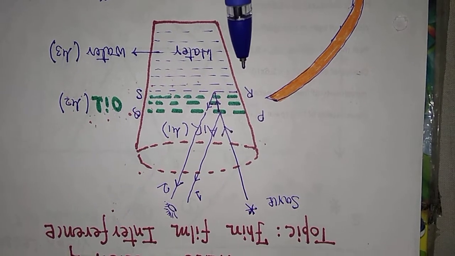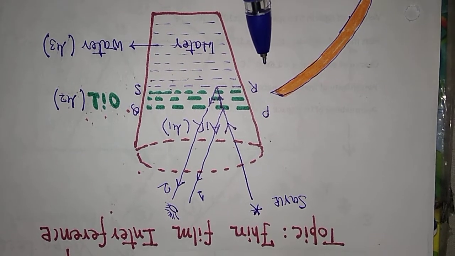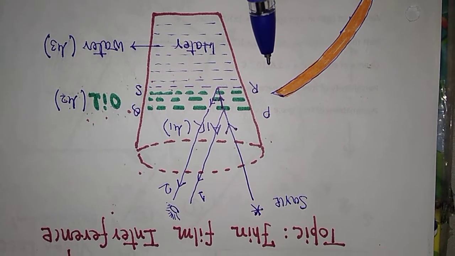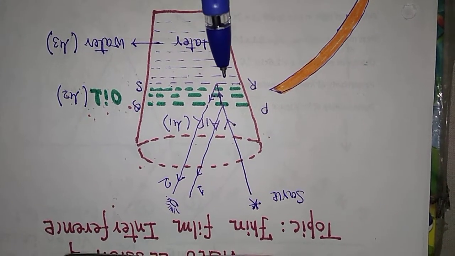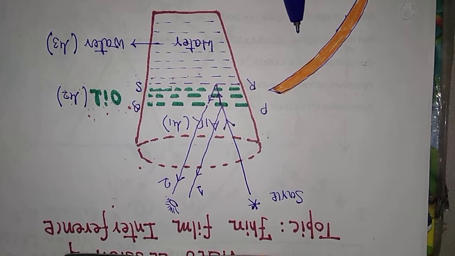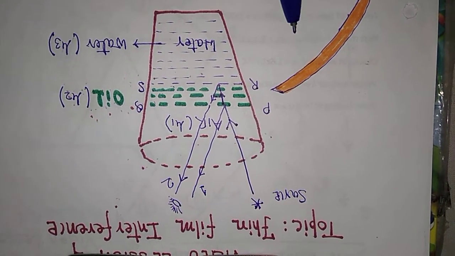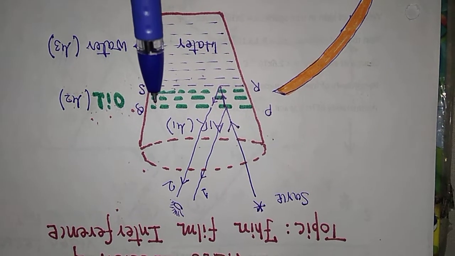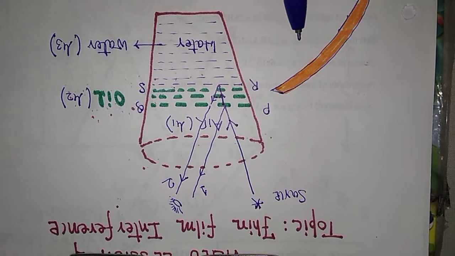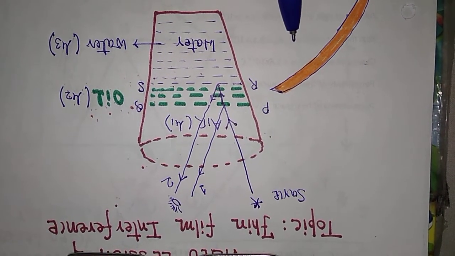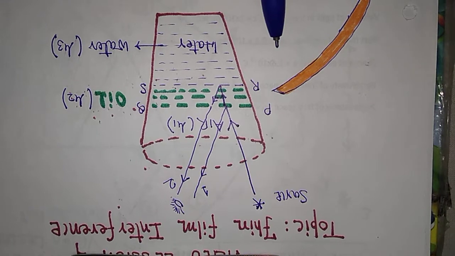So here PQRS is the parallel thin film with refractive index μ2, and this parallel thin film is deposited at the surface of water. PQ is the top surface of the film, and RS is the bottom surface of the film. So now we can obtain the interference pattern by this method in the parallel thin film.